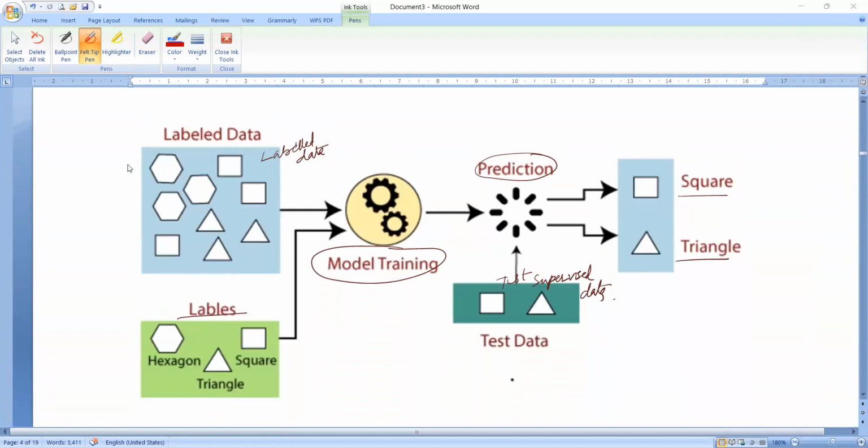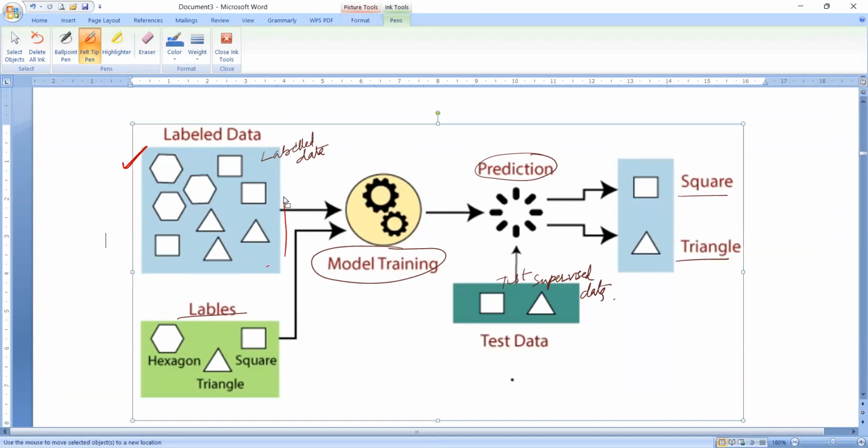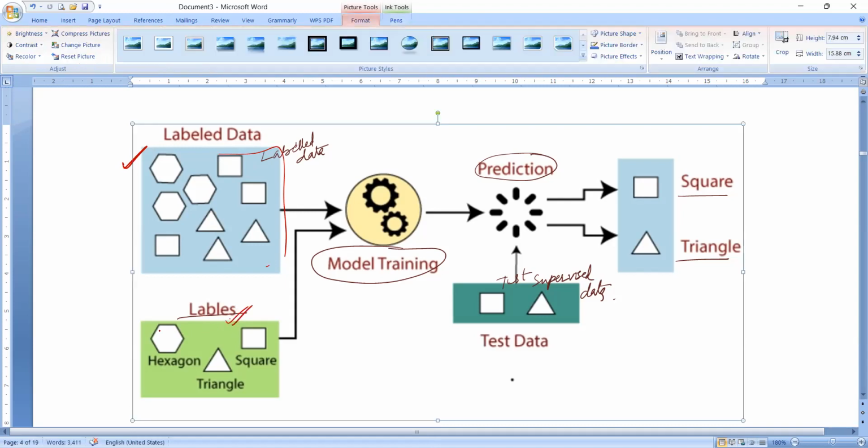See here, this is labeled data. There are hexagons, squares, and triangles; these are the different types of labeled data. So what are the labels we have? Hexagon, square, and triangle. First we train a model to classify all these different labeled data. If it finds four sides and they are equal, then it is called a square. If three sides are equal, a triangle. If all six sides are equal, it's a hexagon.